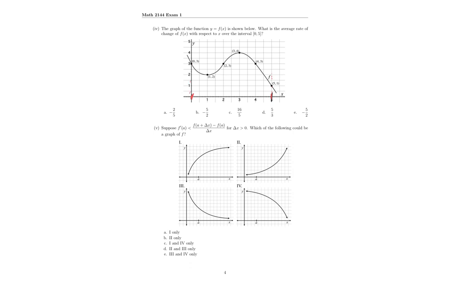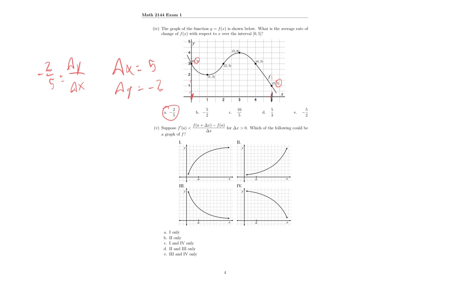Well, what's the y value here? 3. The y value here is 1. So as x changes 5 spots, a change of positive 5, how does y change? Well, y changes by going down 2. Well, then we know average rate of change is delta y over delta x. That would equal negative 2 over 5. Hey, looky there. That's option A. So let's circle that one.